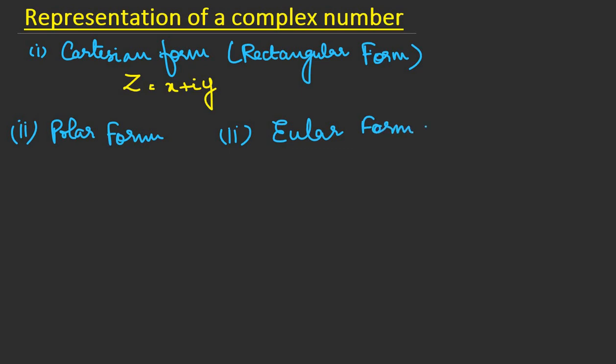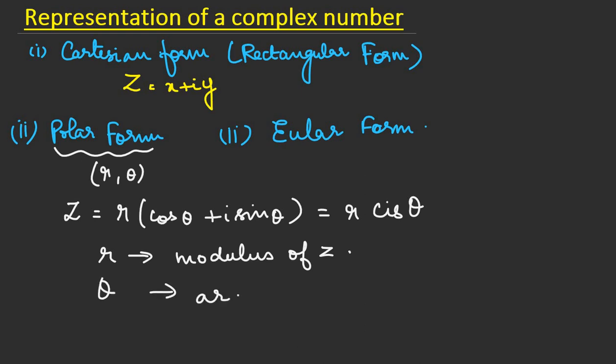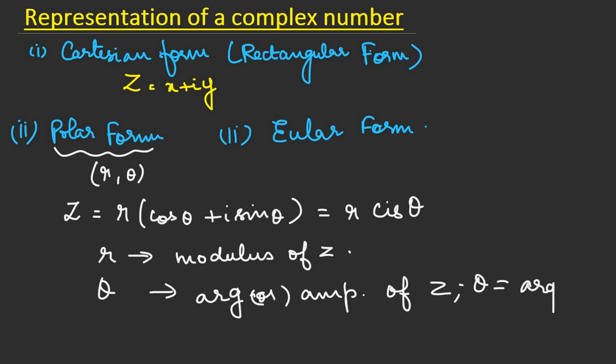This polar form of a complex number is nothing but in the form of r comma theta. The complex number is represented as r into cos theta plus i sin theta. The short form of this can be written as r into cis theta. Now this r represents the modulus value of the complex number, modulus of z, and theta represents the argument value or the amplitude of z, where theta is equal to argument of z.